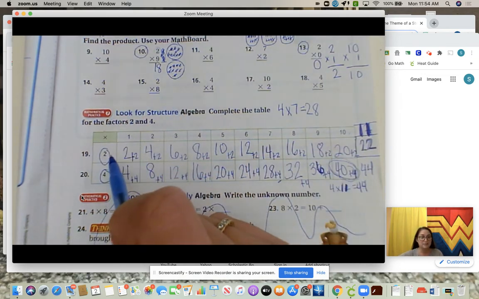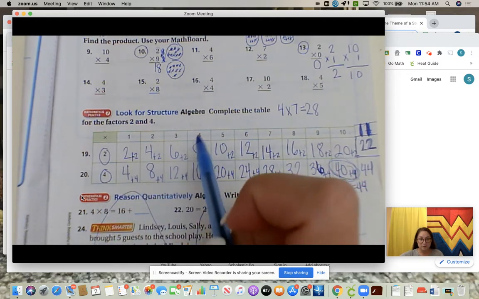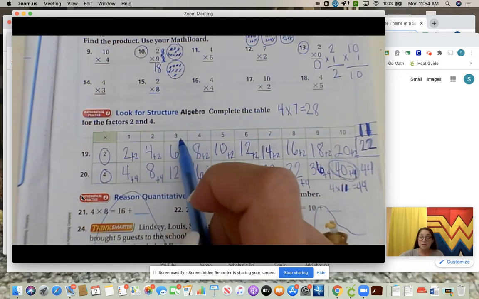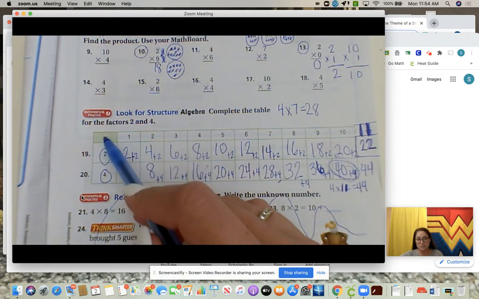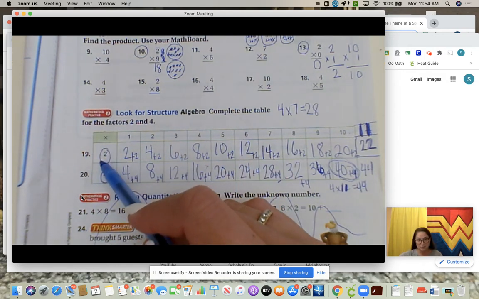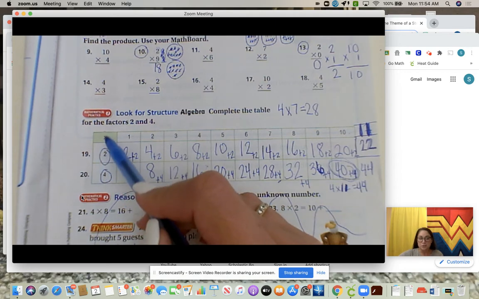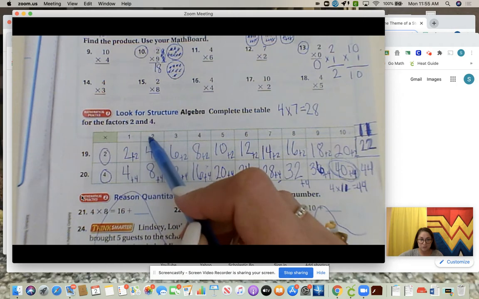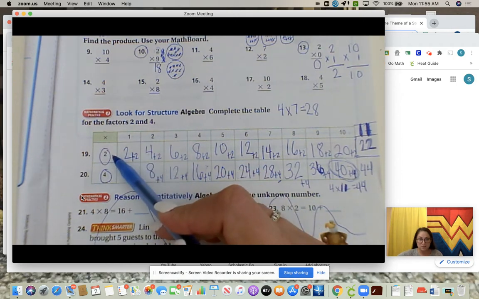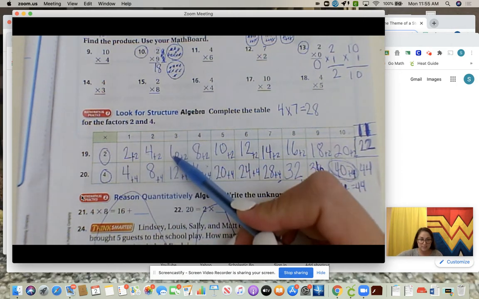But here are 2 lines of a multiplication chart, and I want you to understand how it's created. So we jump down to 2. Usually there's a 0 and a 1, but it went straight to 2. So 2 times 1 is 2. 2 times 2 is 4. 2 times 3 is 6.